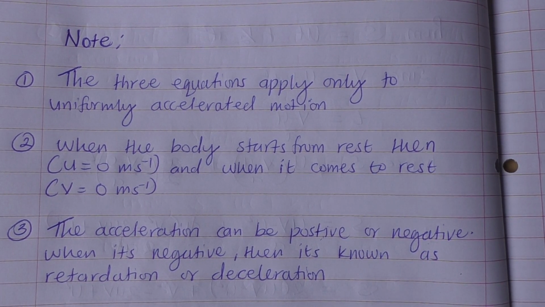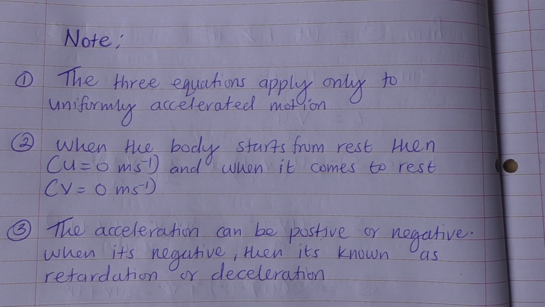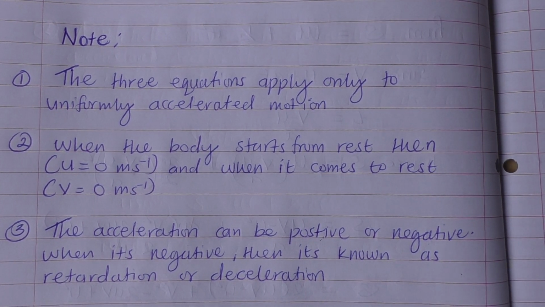If it is positive, that means that the car's or the body's speed or velocity is increasing in equal time intervals. Then if it is negative, then it is known as retardation or deceleration, which means that the car is coming to rest. Let us look at examples.